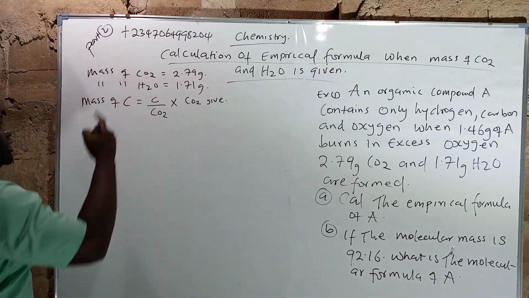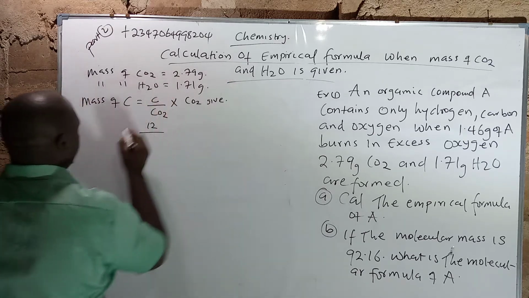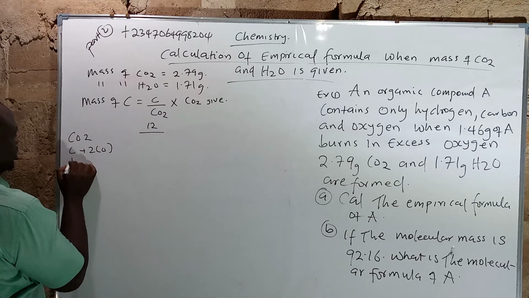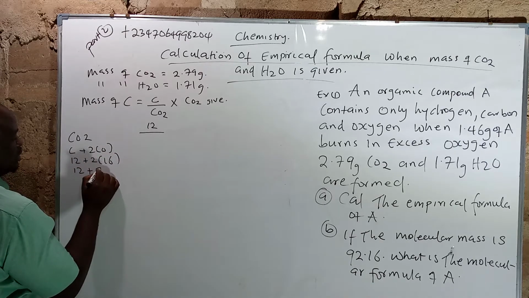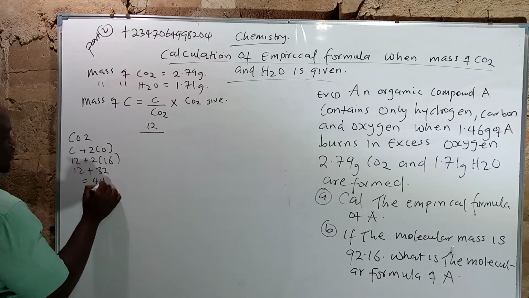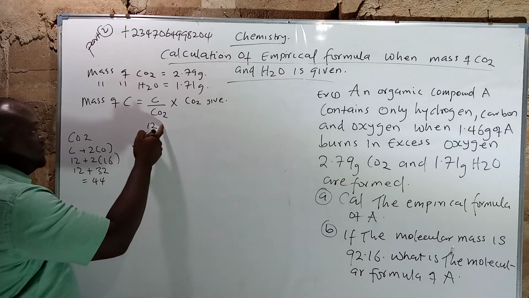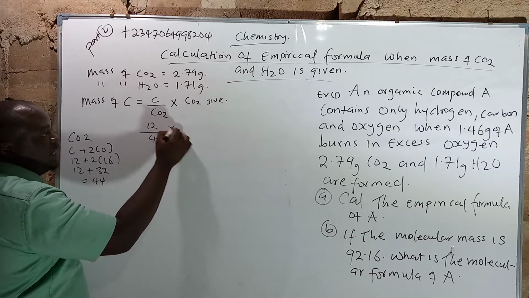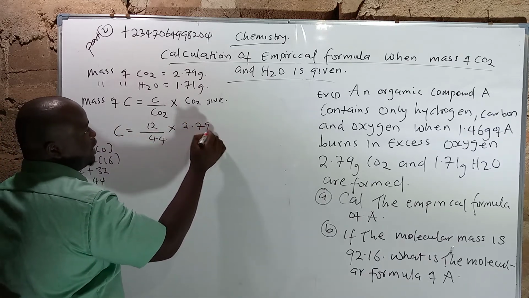What I'm saying is, the mass of carbon is 12. The molar mass of CO2: you have carbon plus 2 oxygen. So this is 12 plus 16, so this is 12 plus 32. And this will give you 44, right? So the total mass of CO2 is 44 grams per mole. So all you need to do is, there is 12 carbon in 44 grams of CO2. So this is 12 over 44 times the mass given. So for you to get the carbon, times 2.79.